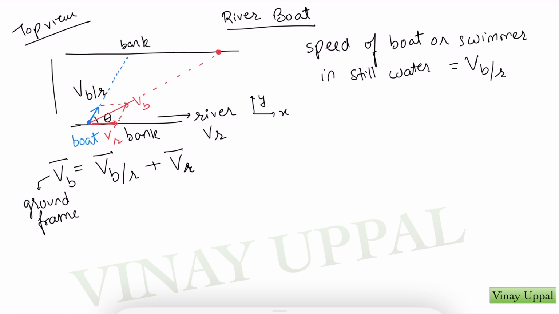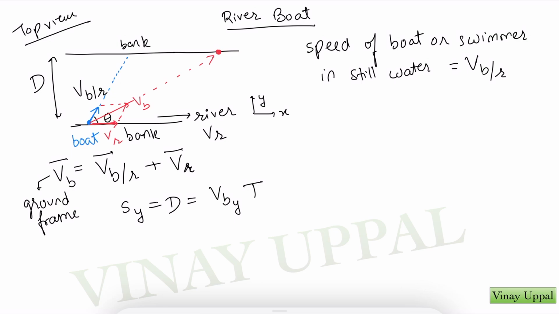Alright, so let's say that the distance between the two banks is capital D. The first thing that I want to find out is how much time the boat is going to take to cross from one bank to the other. In crossing from one bank to the other, this displacement, the red path, has a y component of D. So I can write it as the y component of the velocity of the boat in the ground frame times the time taken to cross. Capital T is the time taken to cross.